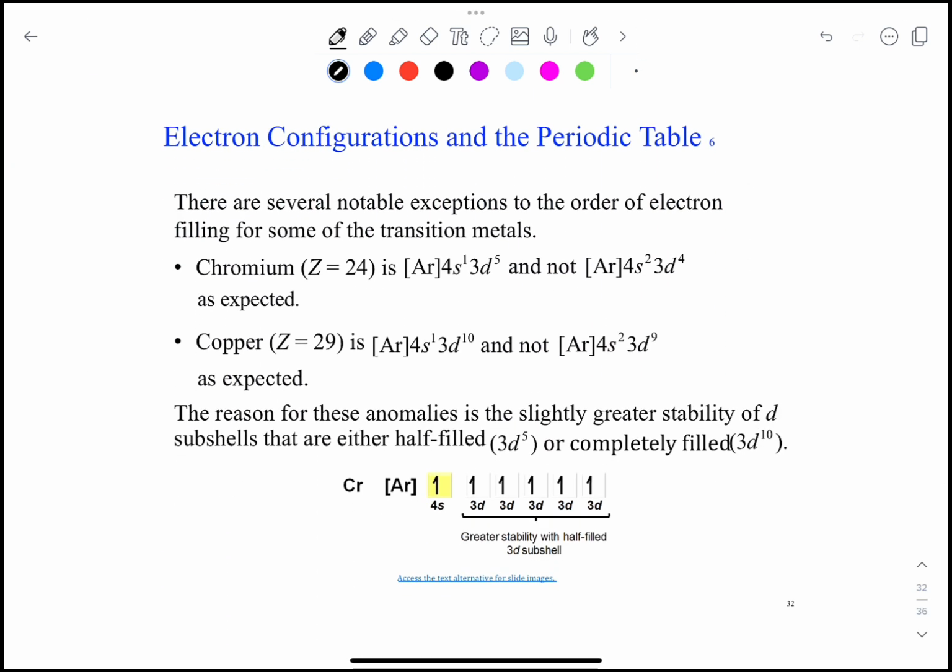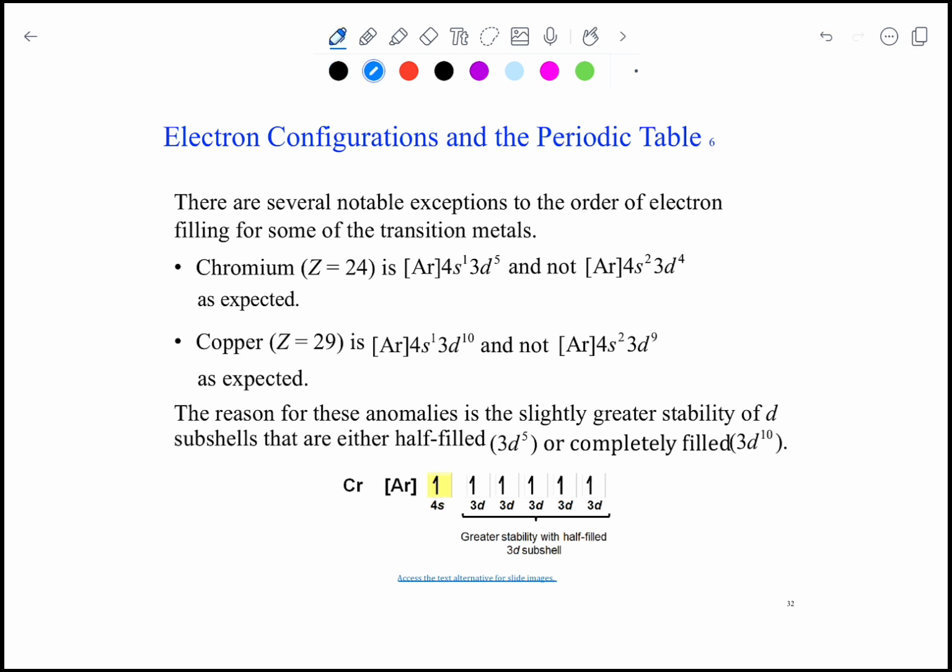Okay, there are a couple of exceptions, because what's chemistry without a few exceptions? If we haven't learned that from the beginning of the semester, well, we've got to start learning it now, okay? Everything has an exception. There are a few exceptions to our electron configurations, specifically in chromium and in copper. Now, chromium has 24 electrons, and its electron configuration is represented as argon 4s1 3d5.